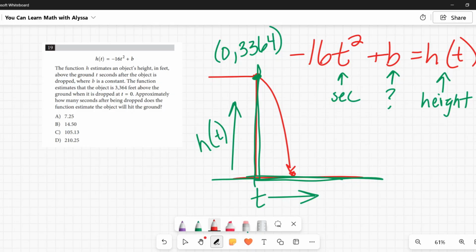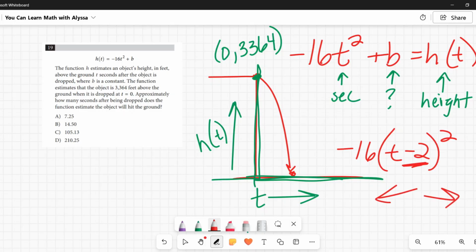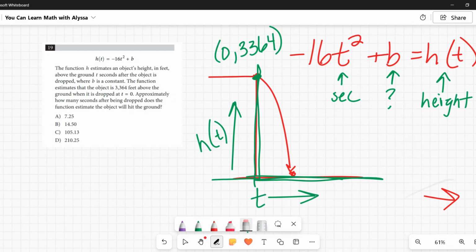If you had a constant inside here, by which I mean like if it was negative 16 times (t minus 2) squared, this number on the inside moves it left or right, but the opposite. So if it's minus 2, it moves it towards the positive 2 spot. That kind of thing can be very helpful. It shows up a lot.